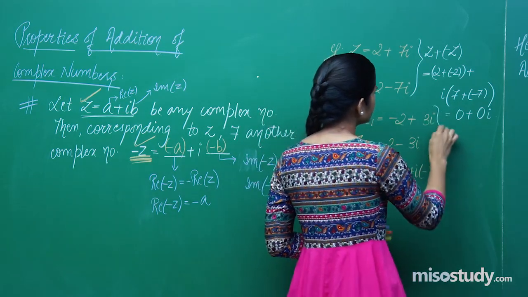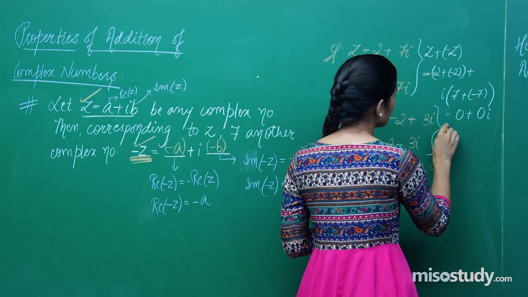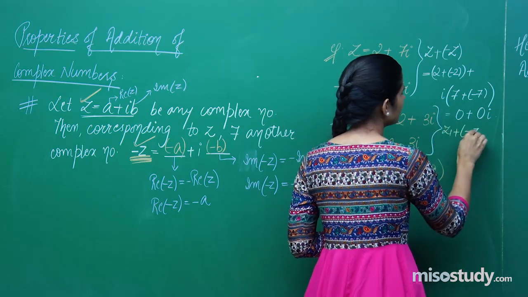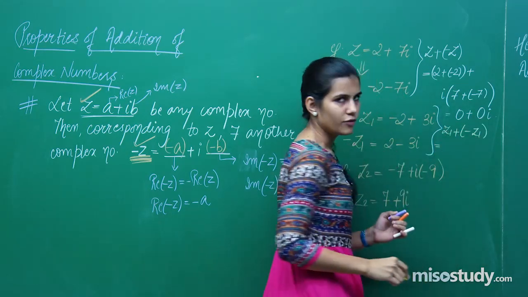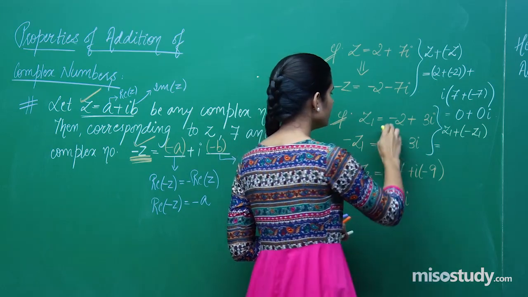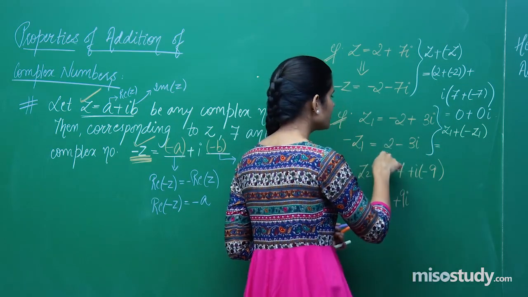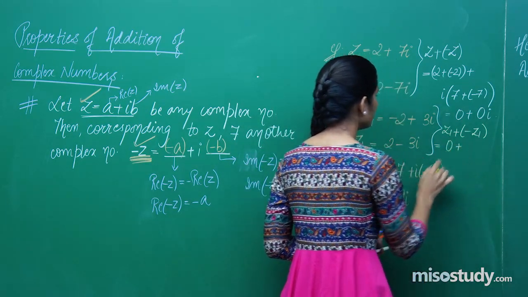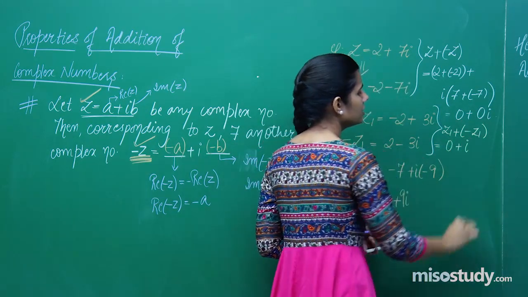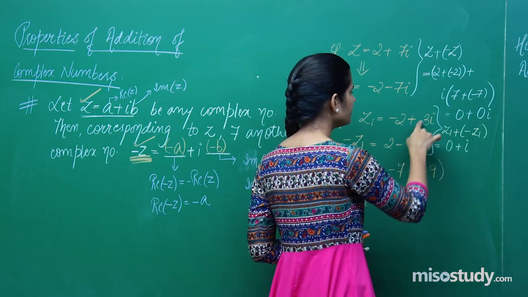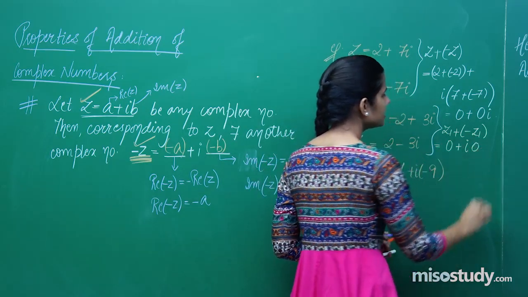If I talk about this particular case, again if I am interested in z1 plus minus z1, what is the real part of z1 plus minus z1? That is the sum of the real parts of z1 and minus z1. Minus 2 plus 2 is 0. And imaginary part of z1 plus minus z1 is sum of the individual imaginary parts. 3 plus minus 3 is 0.